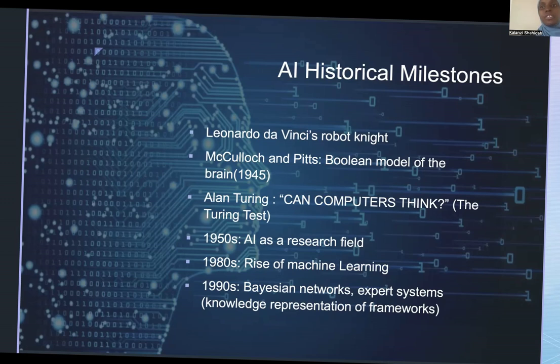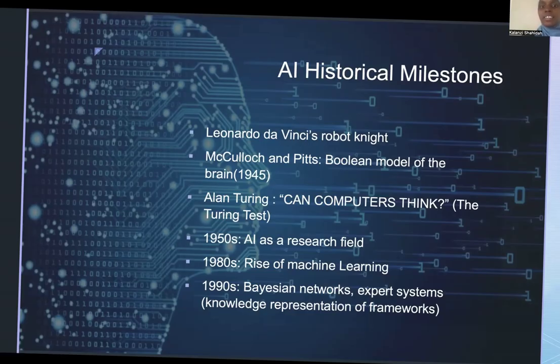Then we have Alan Turing, who is like the father of AI. He introduced the Turing test. This test considers whether or not computers can think. It helps programmers and developers identify whether or not computers can think. Then in the 1950s, we have AI as a research field. People had started to research AI.